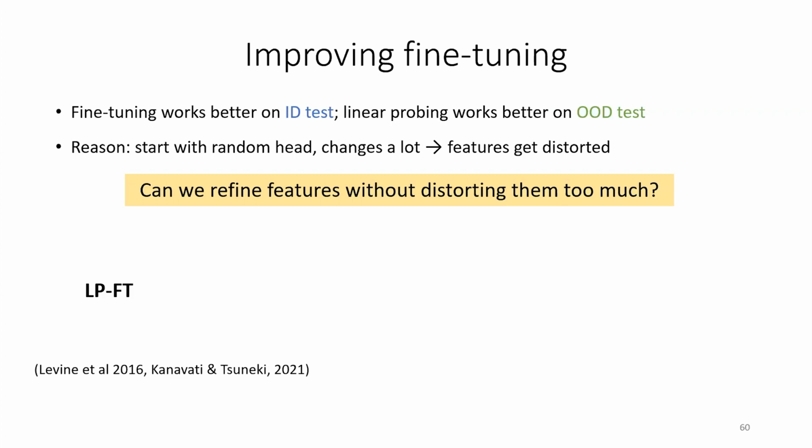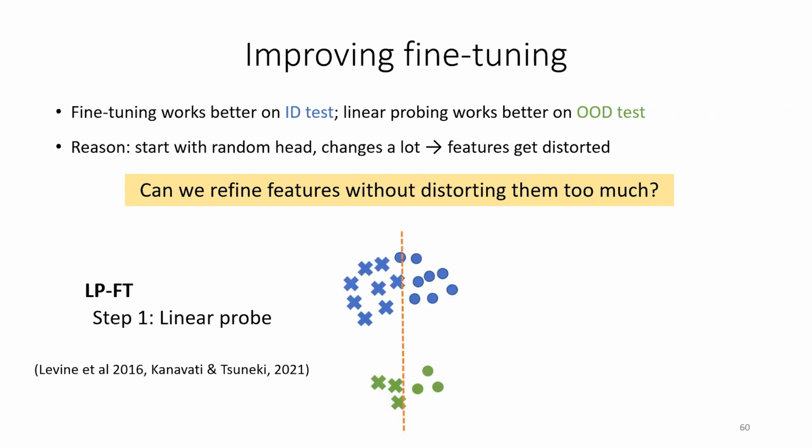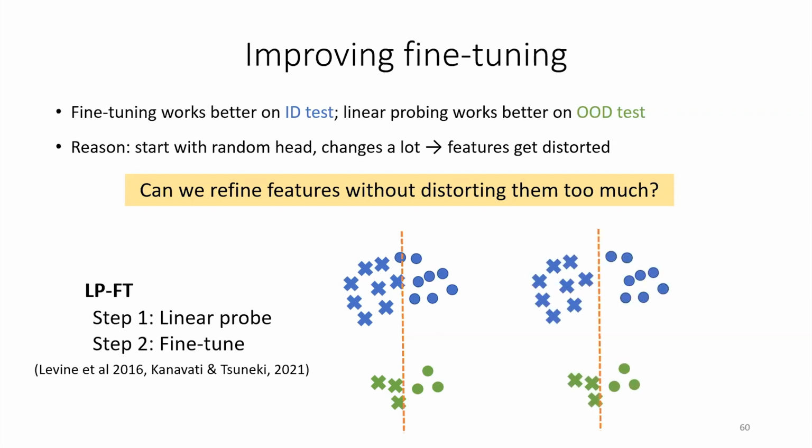So one approach is LPFD, which has been used as a heuristic in some previous applications. First, you linear probe. You first train a linear classifier on top of the representations, and then you fine-tune the entire model. The reason this can work is the first step learns a reasonably good linear probe, a reasonably good classifier. And so now in the fine-tuning step, you don't need to change the head classifier, the linear classifier, much. And so the features change a lot less. They get distorted less.